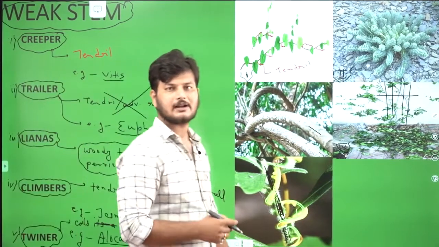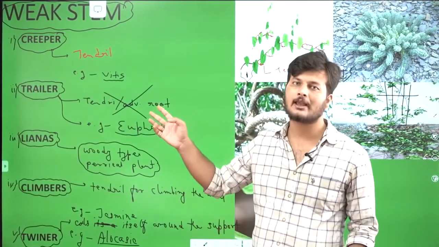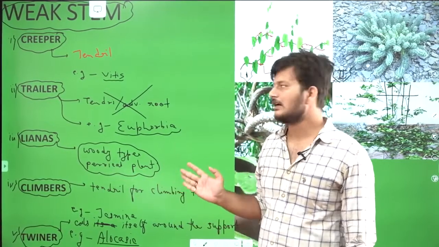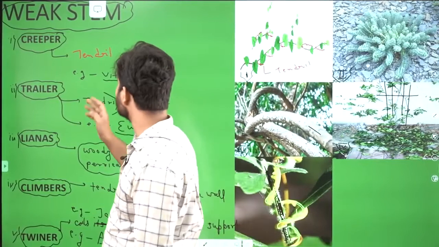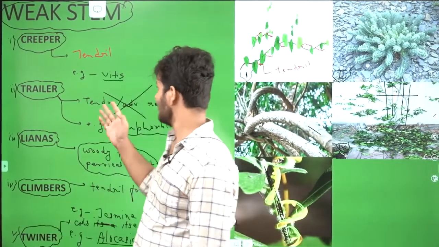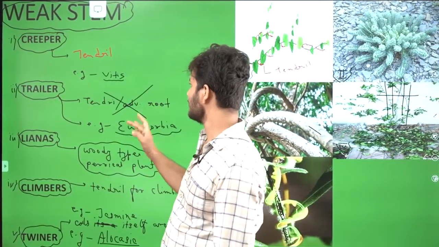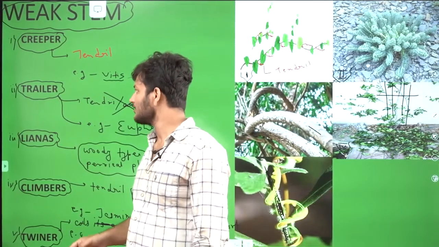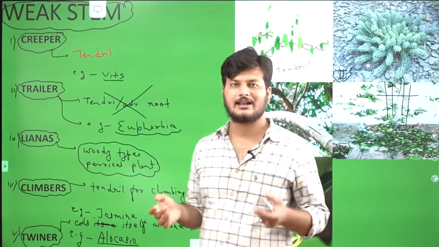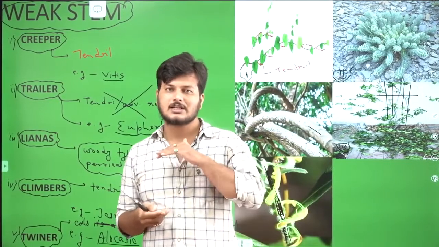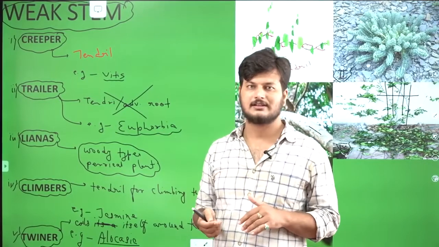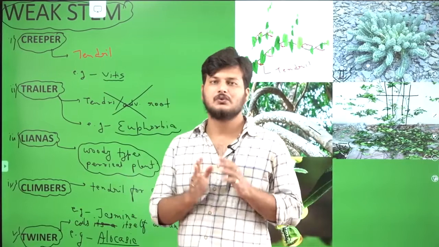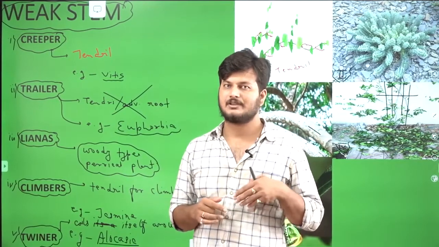Hence we have discussed the various types of weak stem. There are broadly 5 types of weak stem from which questions are generally asked. The first one is the creeper type, which has a tendril-like structure responsible for giving it support, and that's why it creeps upon the surface. The second one was the trailer, which doesn't have any type of support, and that's why it is prostrate upon the soil itself only. And the third one was liana. It is actually a woody perennial weak stem.